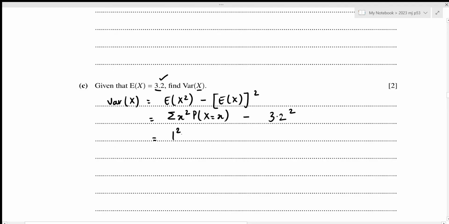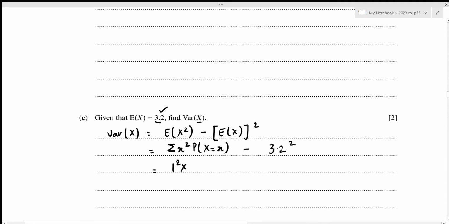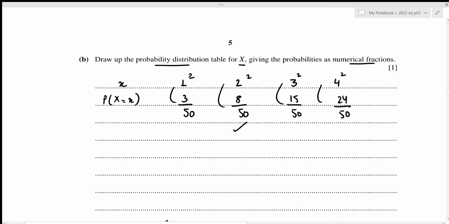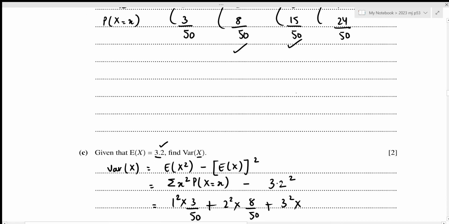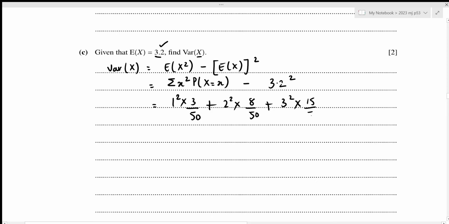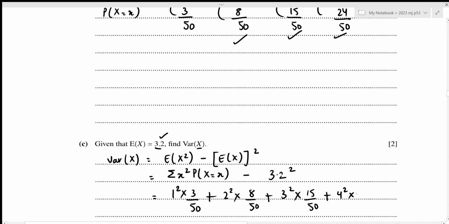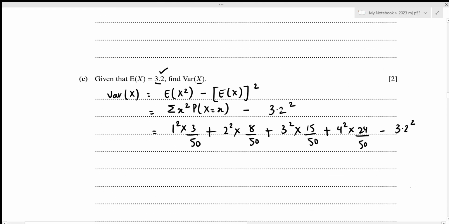So the first one will be 1 squared times its probability, which is 3 by 50. Then we have 2 squared multiplied by its probability, which is 8 by 50. Then we have 3 squared multiplied by the probability 15 by 50. And we have 4 squared multiplied by the probability 24 by 50. Minus 3.2 squared. Now this gives the required variance to have the value of 0.840. That's all for the third part. Let's move towards the next one.